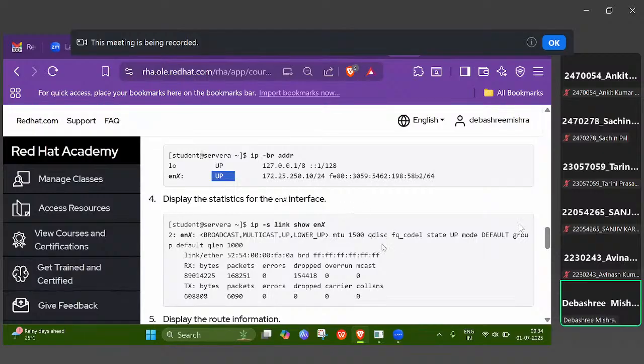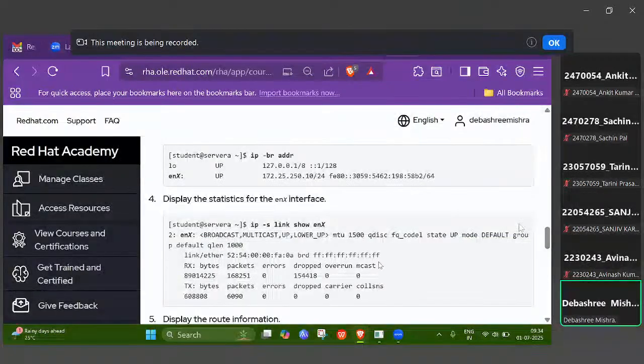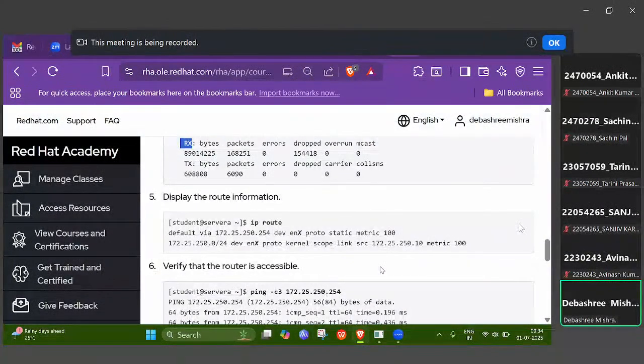Next, if you want to check the Ethernet interface, what the different interfaces are, for that you can use this particular command, ip -s link show ethernet. So these are the details that you can get, like how many bytes, how many packets have been sent, what the errors are, what the dropped packets are, how many are carrier errors, and how many have gone with collisions. So this is your transmission detail, and this is your receiving detail: how many packets you have received, how many have been dropped, and all these details will be there.